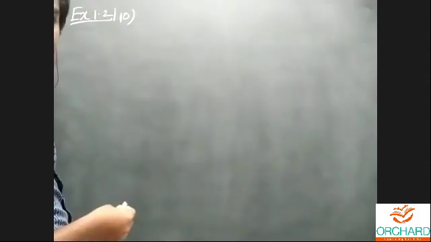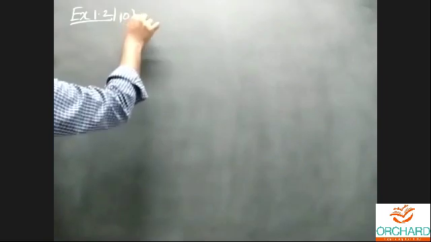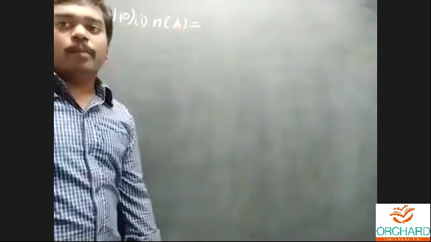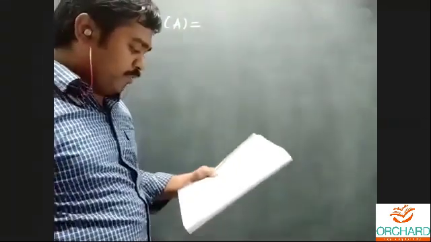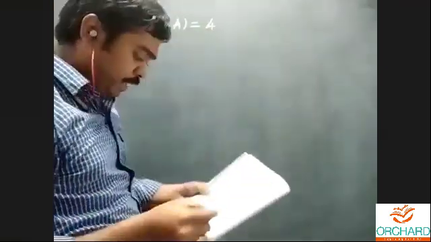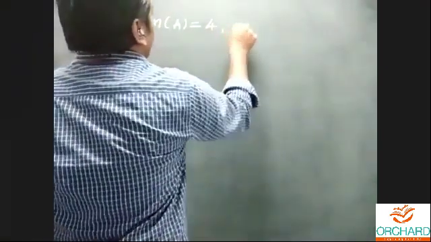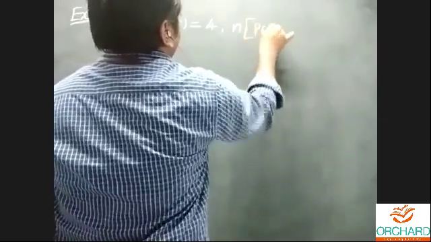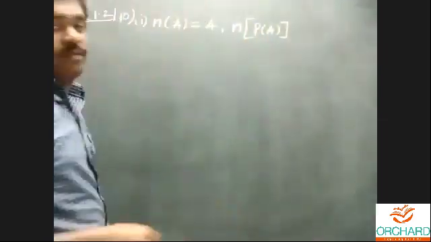Next, the same exercise, exercise number 1.2, 10th question. Here they have given the number of elements in set A. In the first subdivision, they have given n of A. What is meant by n of A? The cardinal number of a set A, which means the number of elements in set A. There are 4 elements in set A. Here you want to identify the number of elements in the power set of A.